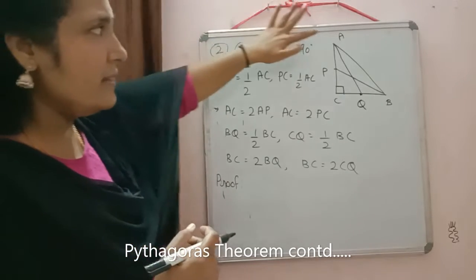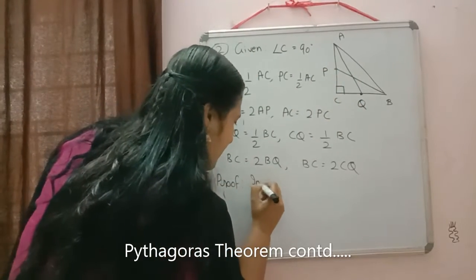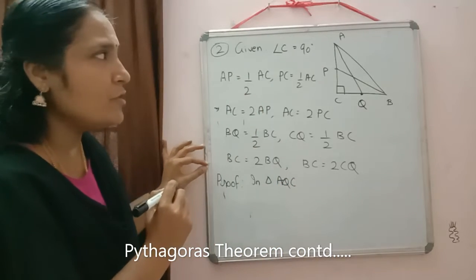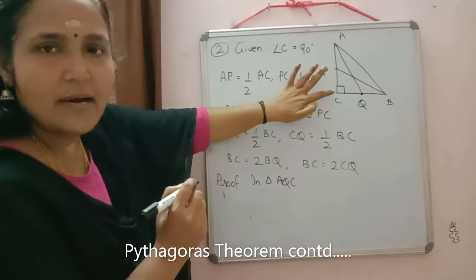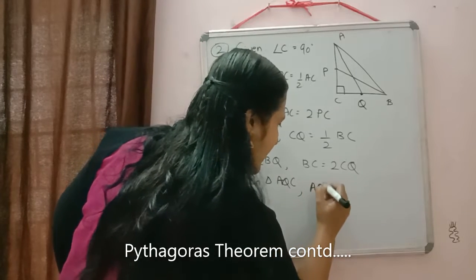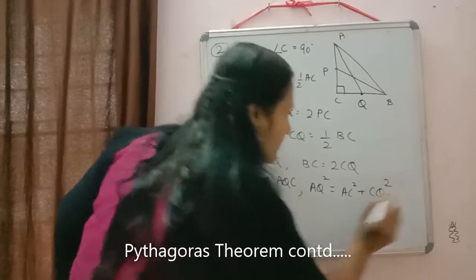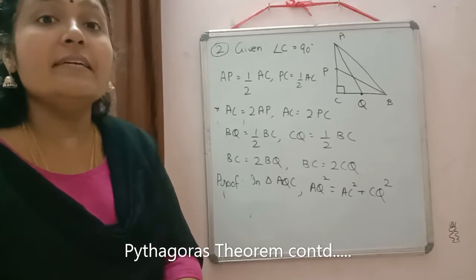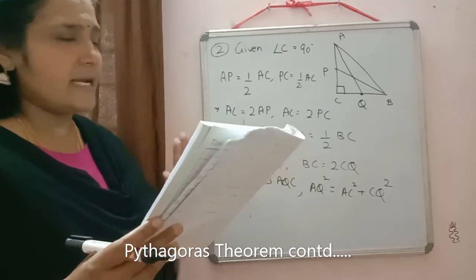Yes. Which triangle? Triangle AQC. So now we write, in triangle AQC, use Pythagoras theorem. What will come? AQ square is equal to AC square plus CQ square. So I am writing that. Now you have to check in the proof which sides you need there. The numbers will come automatically. Just check the sides.